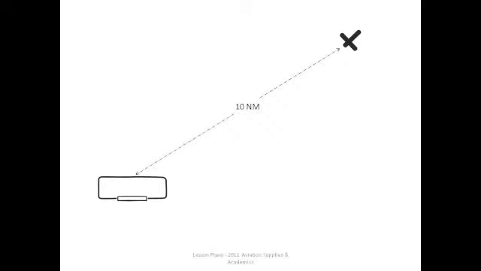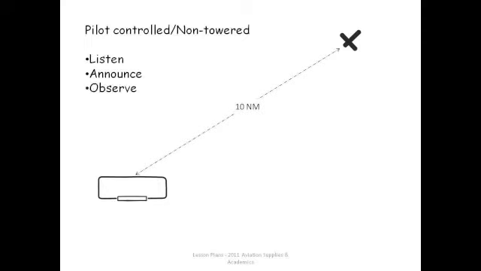When you are 10 miles from the pilot-controlled non-towered airport, do the following. Listen to AWOS and determine the active runway. Announce your intentions on the appropriate CTAF and listen for other pilots in the vicinity. Observe other aircraft already in the pattern and conform to the traffic pattern in use. Plan your entry at a 45-degree ground track angle to the downwind leg, abeam the midpoint of the landing runway.